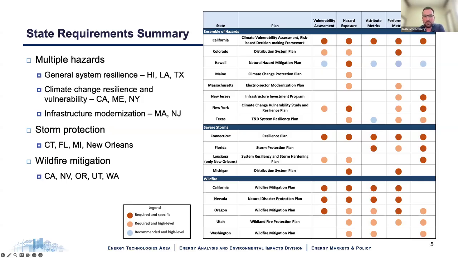On the right here, you can see a summary of all of the components of these requirements and whether they require a vulnerability assessment, how they incorporate hazard exposure, attribute metrics, performance metrics, and then finally, how the utilities go about the evaluation and prioritization analyses. And you can see based on the legend there that it goes from looking at whether those requirements are required and specific or more recommended and high level. So in the different states, the components of these resilience plans may have requirements that are very specific and required, or it might be more of a high level plan. So you do see some variation there.